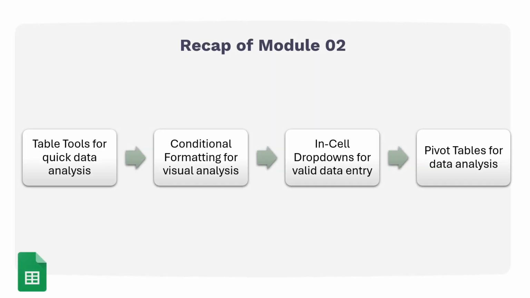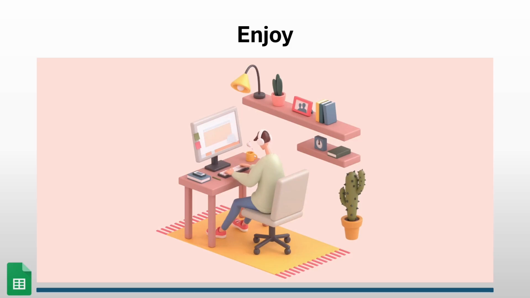Here's our recap of Module 2. We worked with tables. We applied conditional formatting. We were able to provide in-cell dropdowns for data validation. We previewed some suggested pivot tables, and we learned how to create custom pivot tables as well. So hopefully this course was useful for you. Go ahead and enjoy Google Sheets for your HR experience.